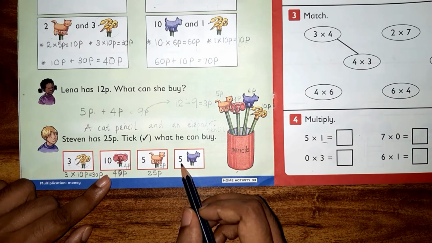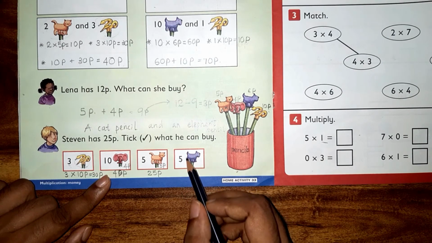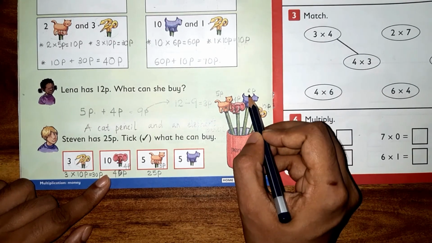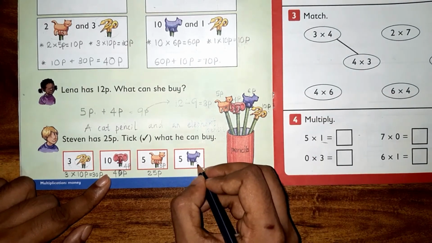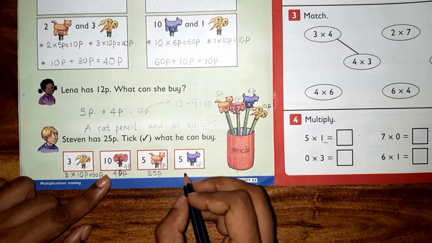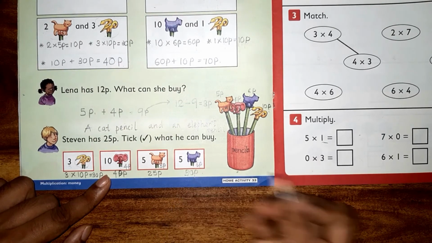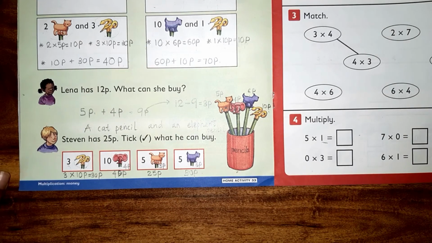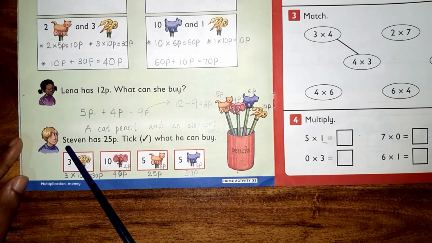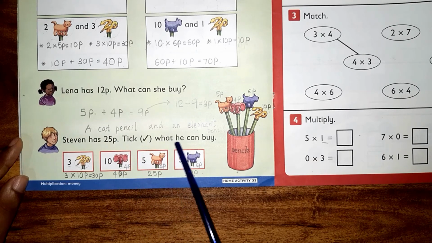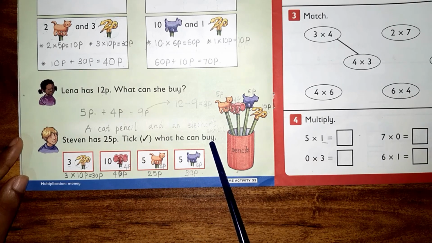Last one, 5 times this number. What is the price of a dog pencil? It is 6 pence. 5 times 6, you will have 30 pence. Okay, now read the question again. Stephen has 25 pence. Tick what he can buy.